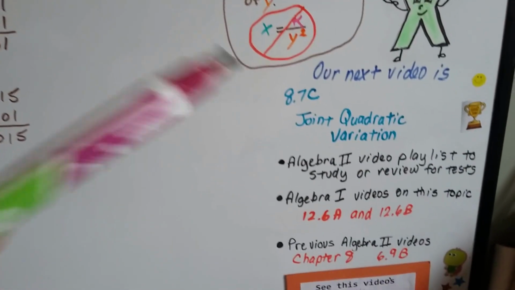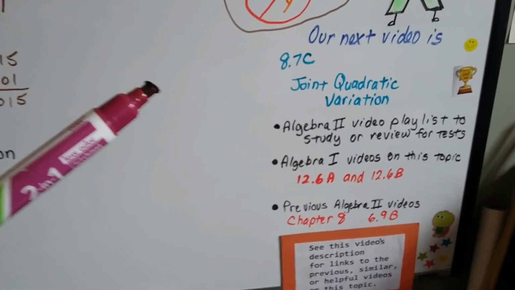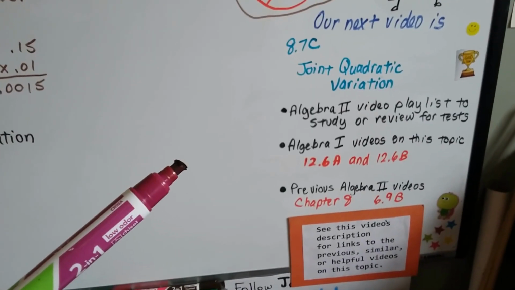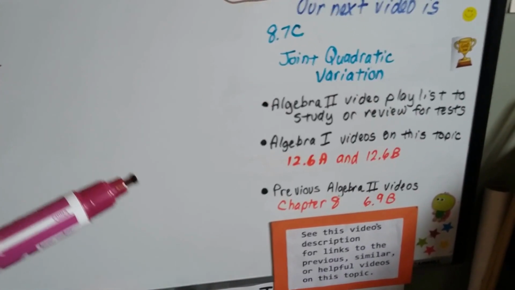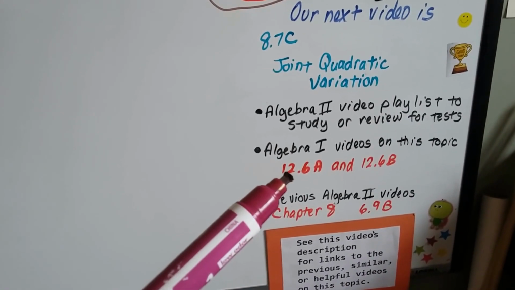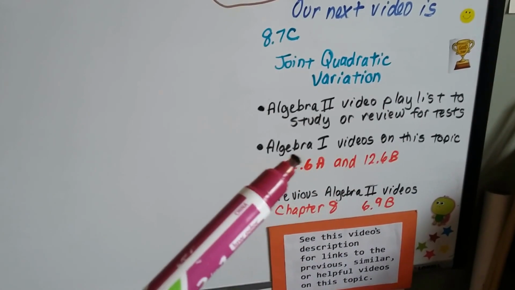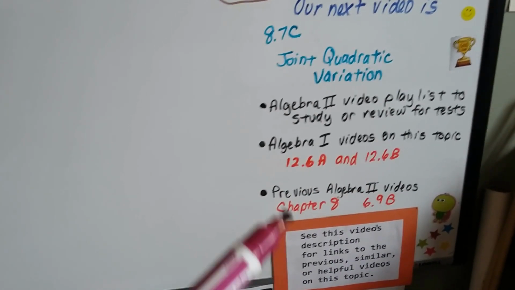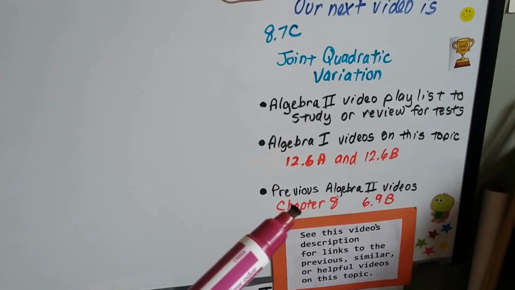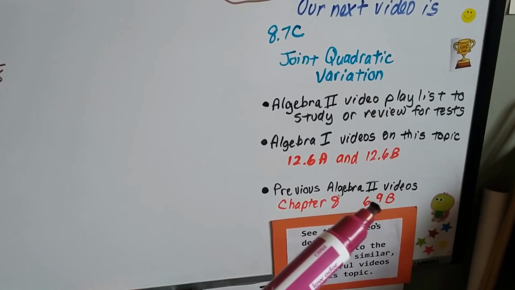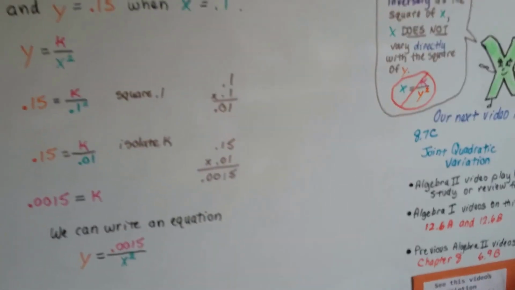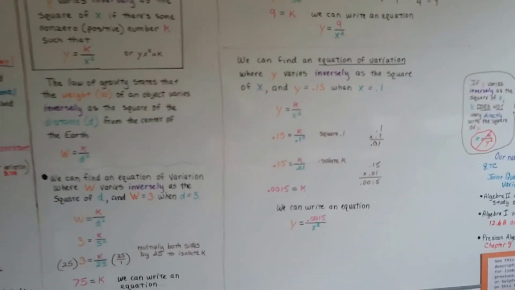In our next video, 8.7c, we're going to talk about joint quadratic variation. We talked about joint variation before. Now we're going to talk about joint quadratic variation. I'm going to add this video to the Algebra 2 playlist. Back in Algebra 1 last year, we covered inverse variation in 12.6a and 12.6b. This introduced it. This had some problems about it. And this is also going to have links in this description to 6.9b, where we first talked about inverse variation in this playlist, and all those links to Chapter 8 videos, those 12 previous videos for this chapter.